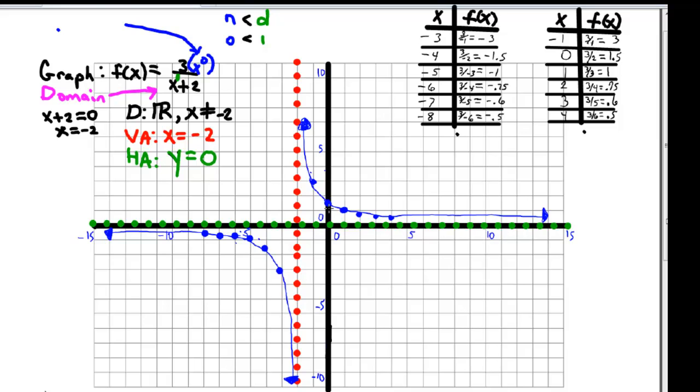Notice these graphs do not touch the horizontal green line or the vertical red line. They get very close, but they will never touch. That's why they're called asymptotes, boundary lines.